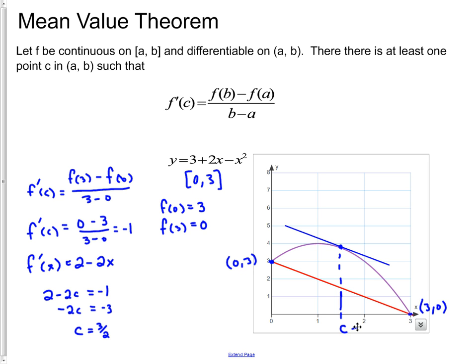So right here, if we were to look for the point 3 halves, we would find that at this point, f prime of 3 halves is in fact equal to the value of f of 3 minus f of 0 divided by 3 minus 0 by our mean value theorem. A very useful result.